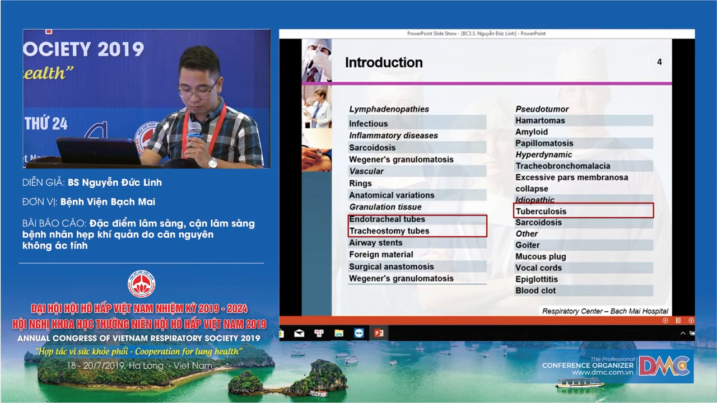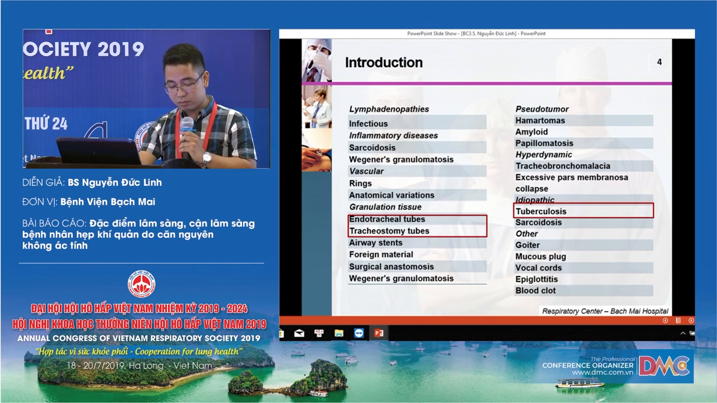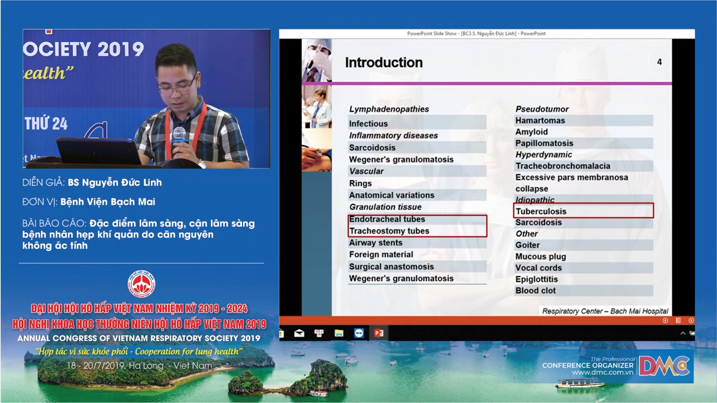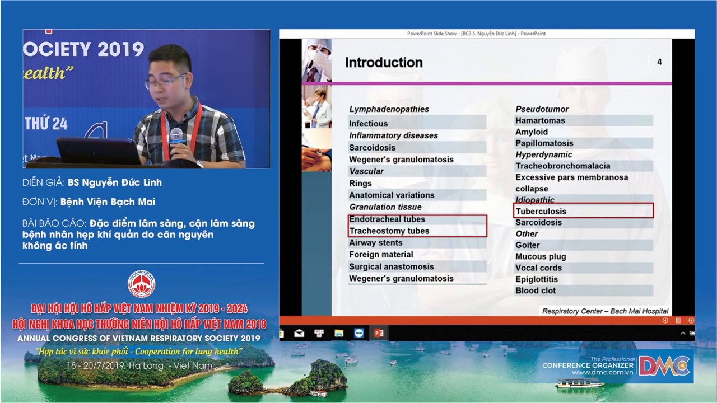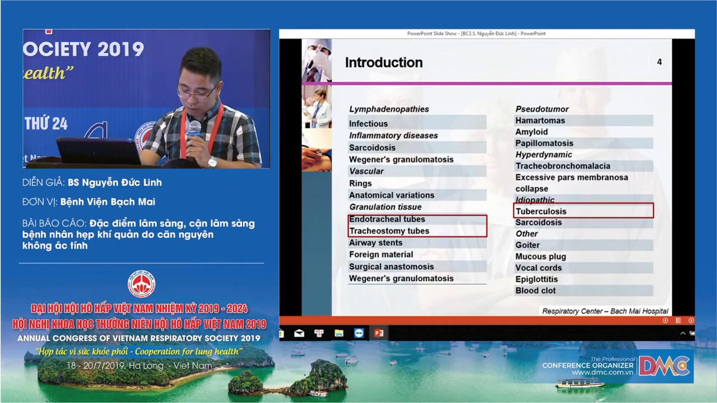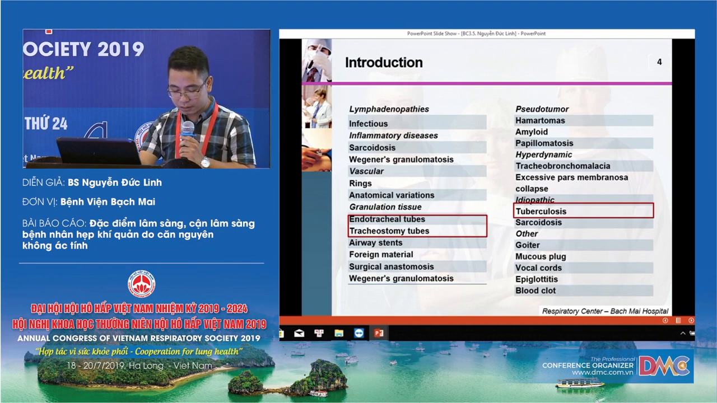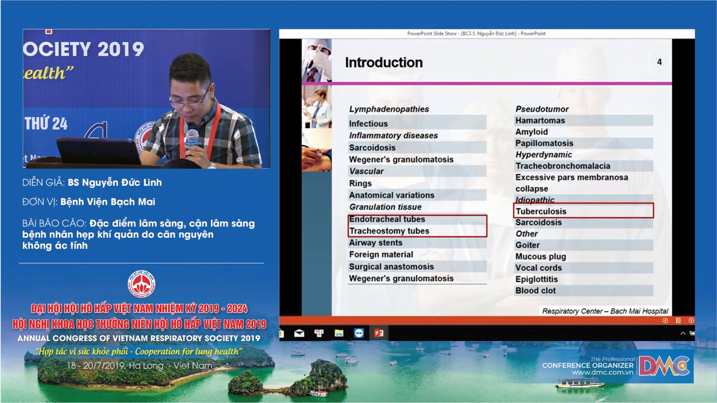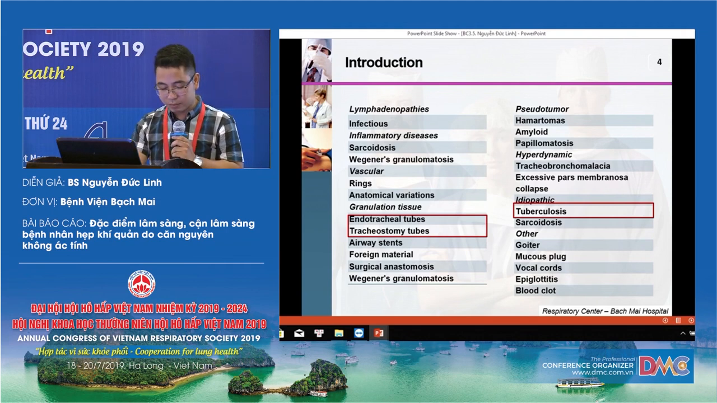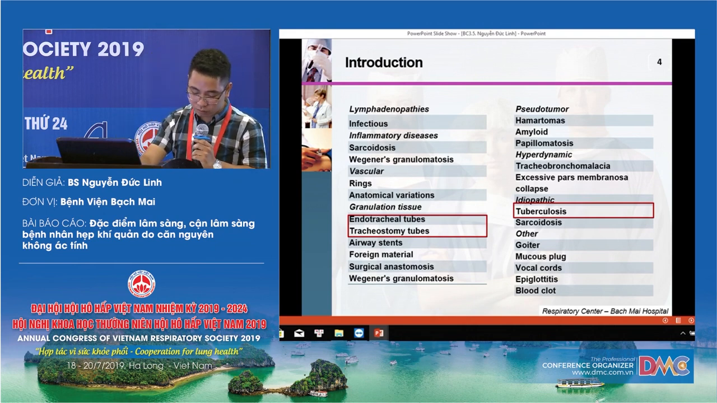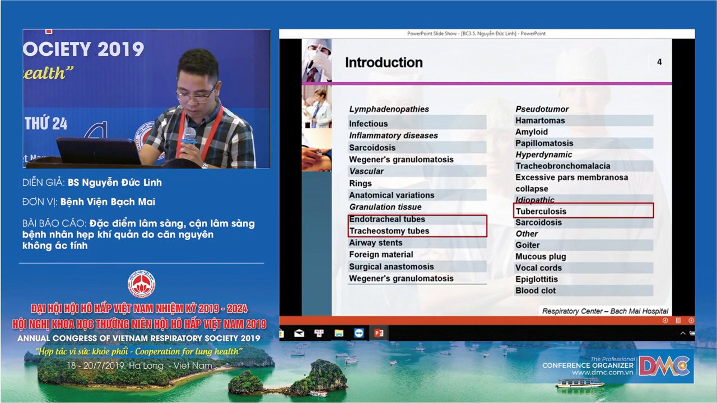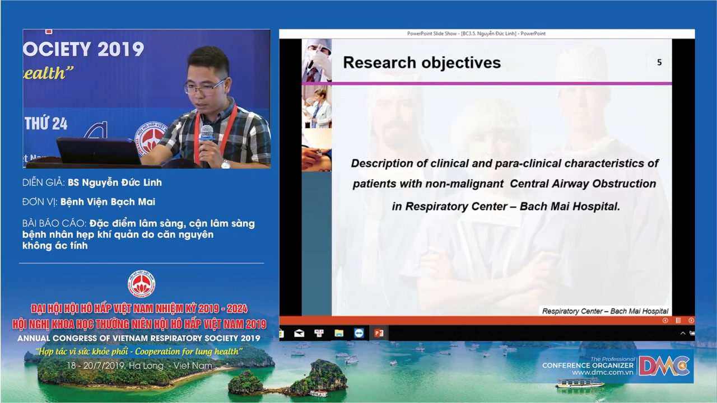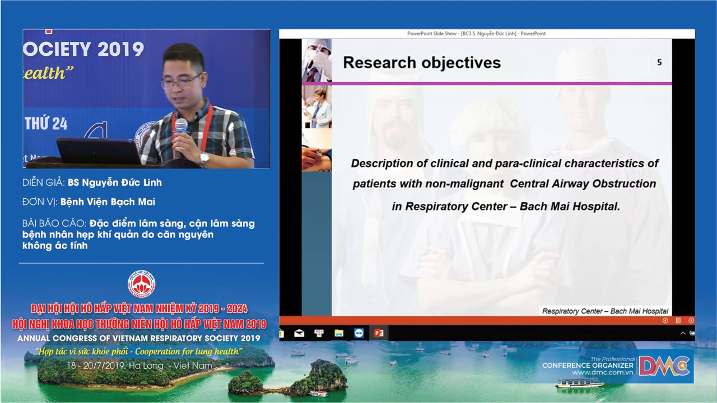There is a large number of studies related to CAO diagnosis and treatment worldwide. There is a lack of similar research in Vietnam, especially research on non-malignant CAO. A few studies were conducted, but unfortunately they do not explain clearly the characteristics of CAO patients. So research on the clinical and paraclinical characteristics of Vietnamese CAO patients is important and necessary. Therefore, we chose to conduct a study describing the clinical and paraclinical characteristics of patients with non-malignant central airway obstruction at the Respiratory Center at my hospital.